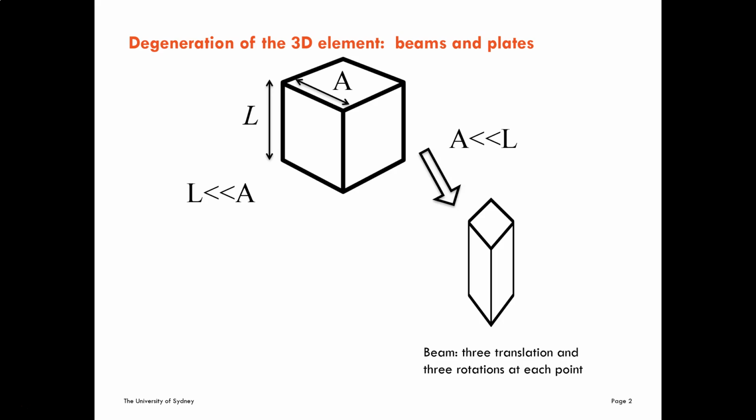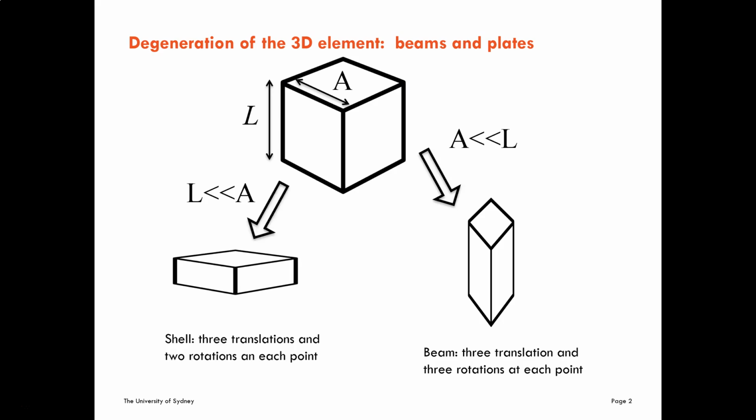The other case is when L is much lower than A. So we can convert this three-dimensional element into a two-dimensional element. That is called the shell. The shell is going to have 3 translations, 2 translations along the plane, and deflections perpendicular to the plane. And these deflections will produce 2 rotations in each point.